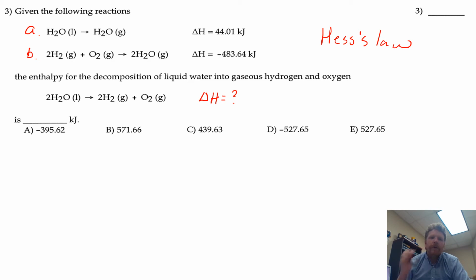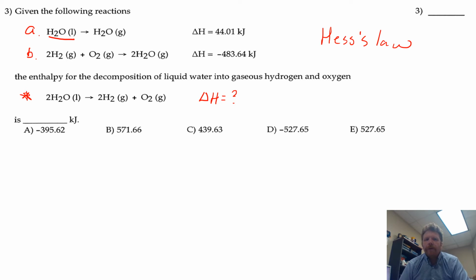The way that you're going to approach this is to find the species that are similar. In reaction A, we have H2O liquid going to H2O gas. Now, in our overall reaction, the one that we really care about, we have H2O liquid going to 2H2 gas and O2 gas. How could we contort these two reactions, A and B, in order to match up with this reaction below? It's actually kind of simple.